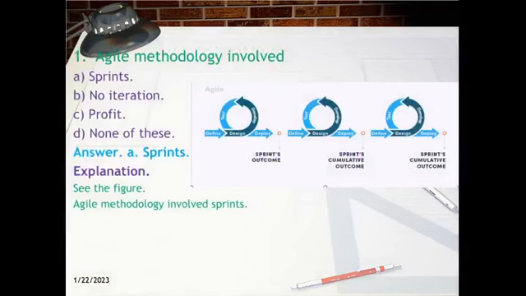1. Agile methodology involved: A. Sprints, B. No iteration, C. Profit, D. None of these. Answer: A. Sprints. Explanation: see the figure. Agile methodology involved sprints.